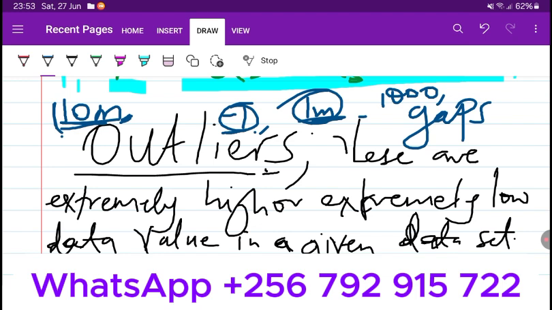Of course, they are going to be quite different because of these extreme values, or what we call the outliers. But we use what we call the interquartile range. We use the interquartile range to be able to identify outliers.